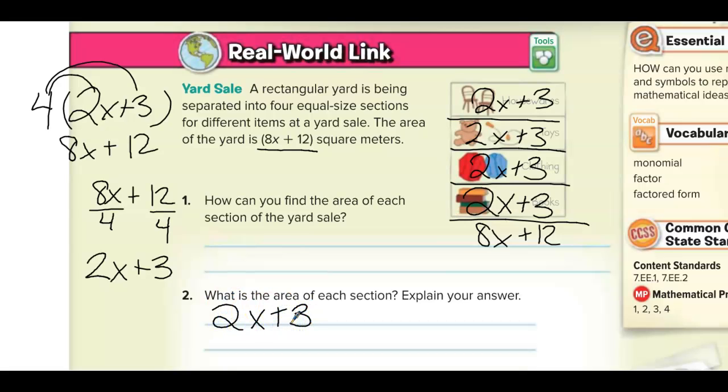Up here on number 1, we divided the area by 4. So Noah, did you write this down with me? Okay. We found the area by dividing it by 4, and then we found the area of each section to be 2x plus 3.